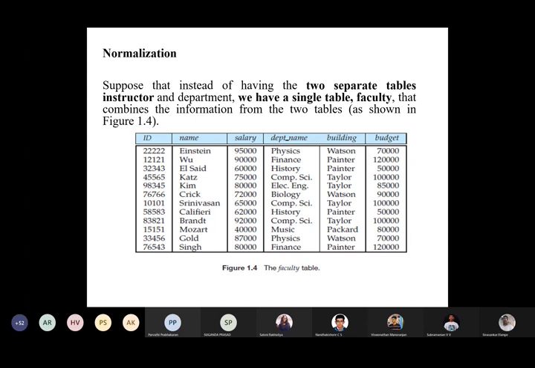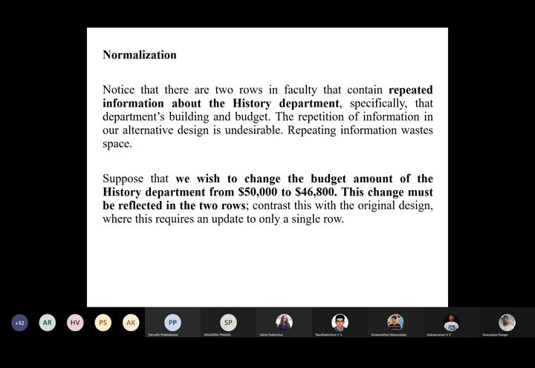So for example, here some faculty members leave the department. Suppose you have only one faculty member in the music department, right? If the faculty member leaves the department, the entire information about the department is lost, right? Whereas in the case of the previous schema design, even if the faculty member leaves, the department details will be there, right? So this is known as a deletion anomaly. It should not happen and we should avoid it, right? So to avoid the redundancy and anomalies, we go for normalization.